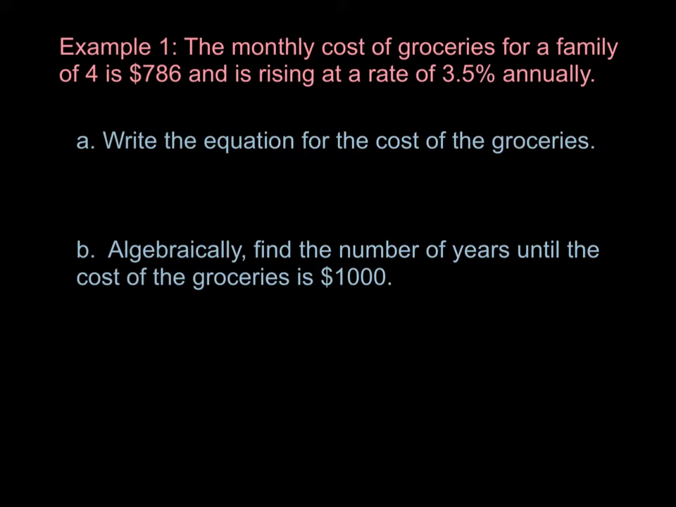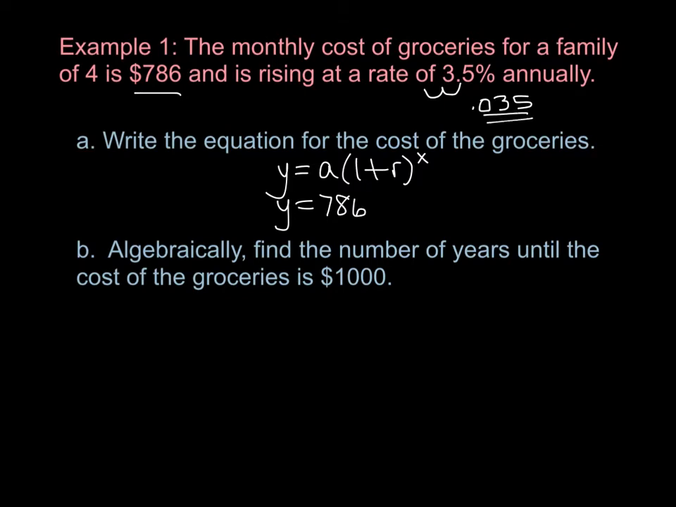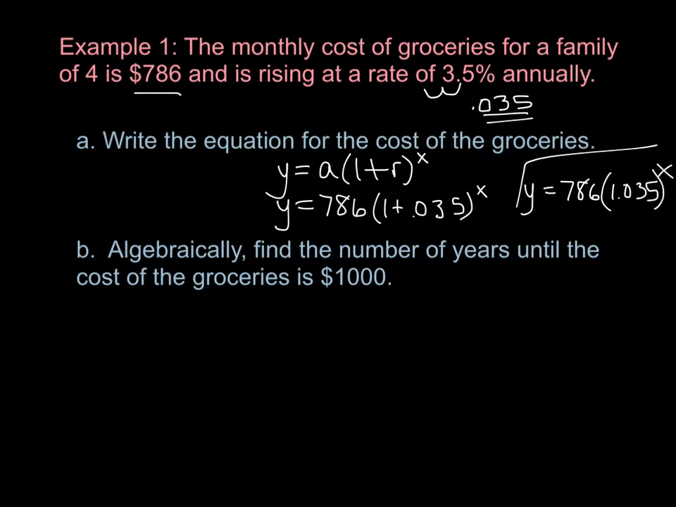So remember, very important, that 3.5%, we're going to move that decimal 2 places to the left to write it as 0.035 when we write our equation. Remember that y equals a, the original amount, times 1 plus the rate raised to the x power is our exponential equation. We need to fill in the original amount, which is $786. And we're going to fill in the rate, which we know right here as 0.035. So 1 plus 0.035, and that's raised to the x power. All right, we probably should simplify this by adding our 1 and our 0.035, and if you did that in just one step, of course, that is fine as well. So there is our equation.